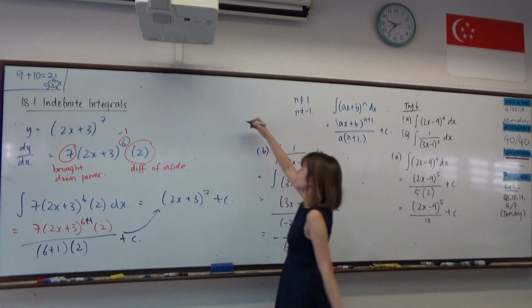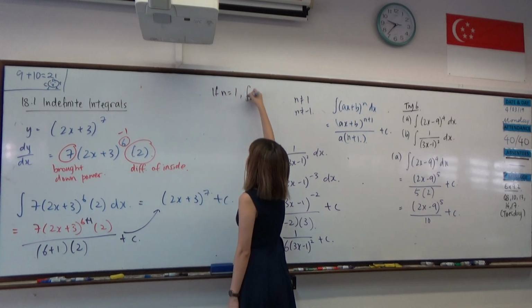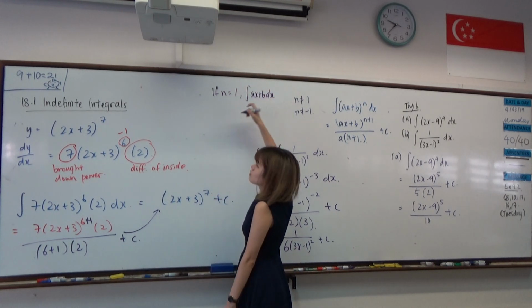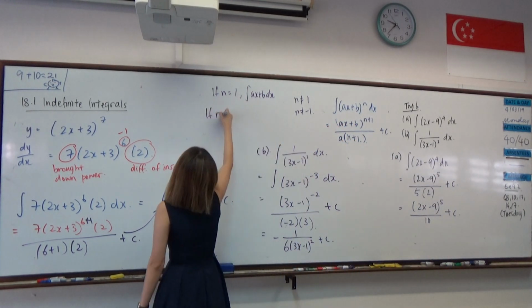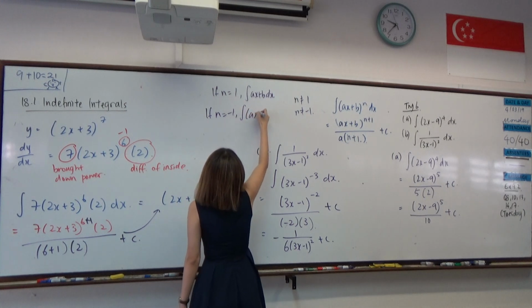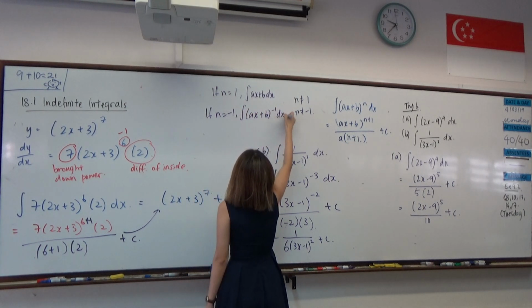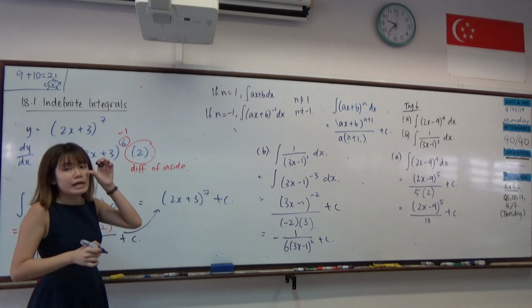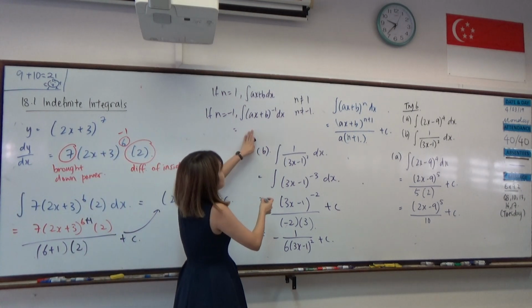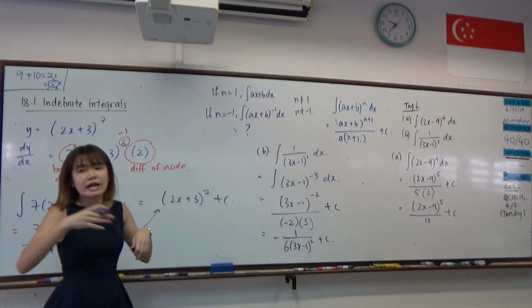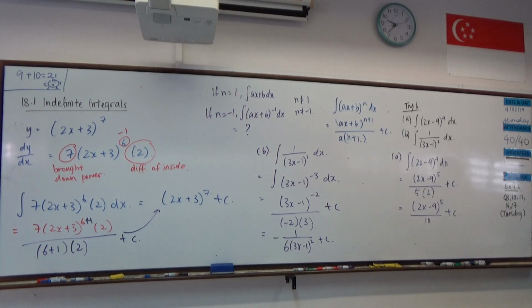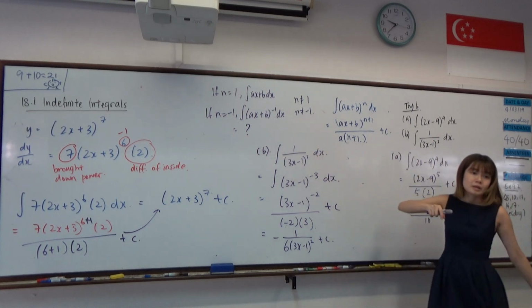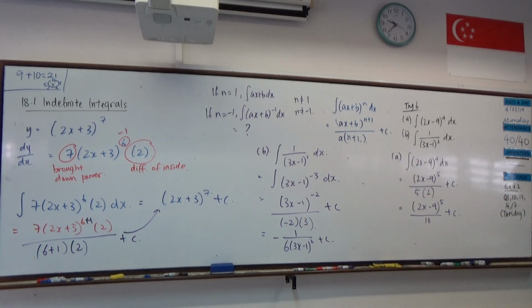If n equals 1, we're just integrating ax plus b. So there is no need for us to apply this rule. We are just integrating very simply. If n equals negative 1, we'll be looking at (ax + b)^(-1). This one we will look at in a later part of this chapter. This rule will not be able to apply if the power is negative 1. That one we look at the logarithm.